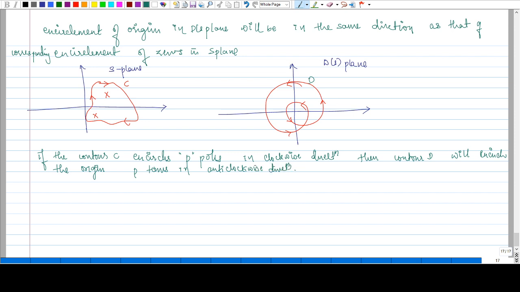Similarly, if you have contour C encircling P poles in the anti-clockwise direction, then the contour D will encircle the origin in clockwise direction. So when you encircle the pole in the S plane, the corresponding encirclement in D of S plane will be in the opposite direction as that of the original encirclement. So that is our rule number 3.